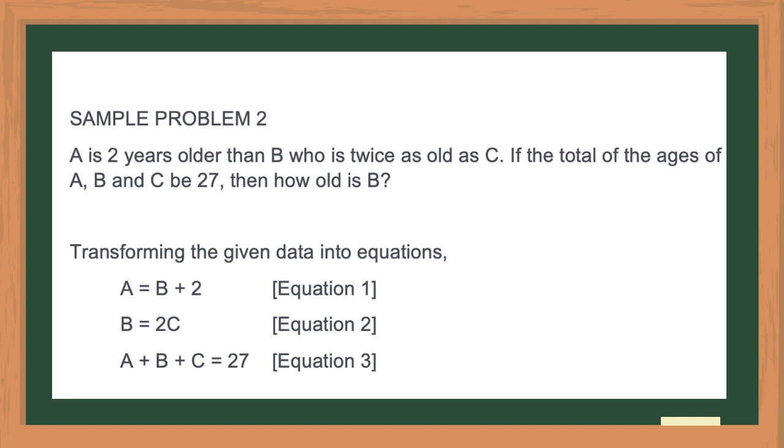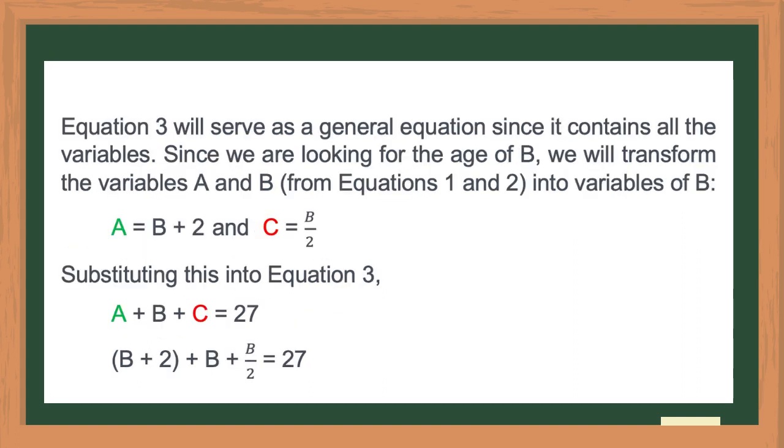Based on the problem, we can formulate three equations. A is 2 years older than B, so A is equal to B plus 2. And B, who is twice as old as C, becomes B equal to 2 times C. And from the total ages of the three, which is 27, this becomes equation 3: A plus B plus C is equal to 27. Equation 3 will serve as a general equation since it contains all the variables.